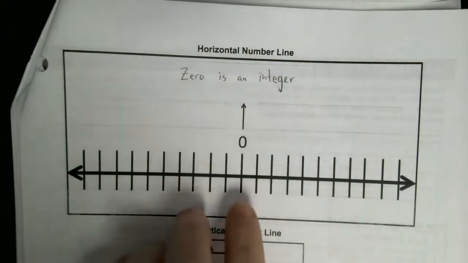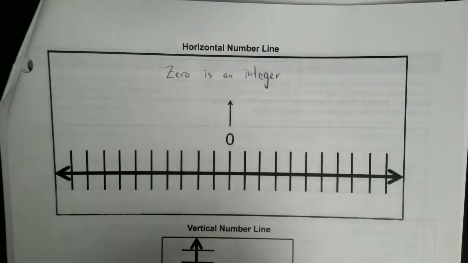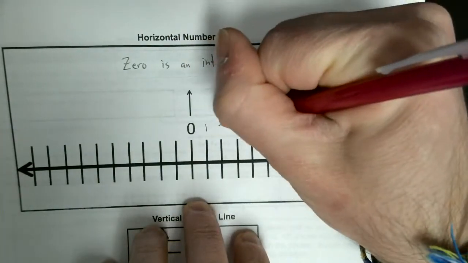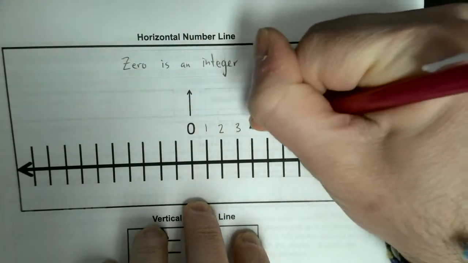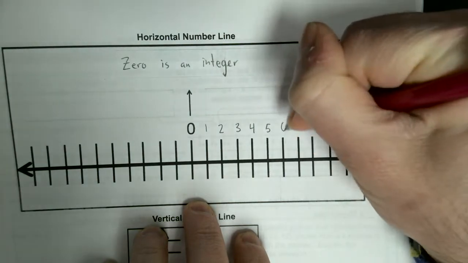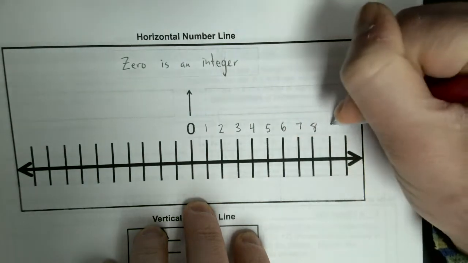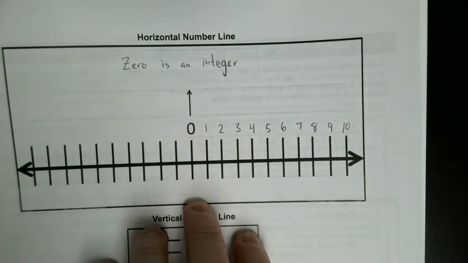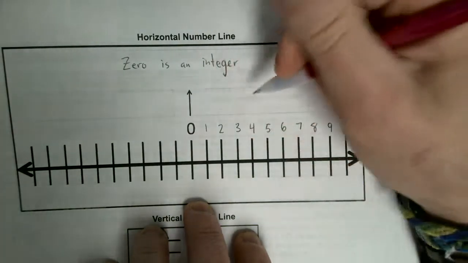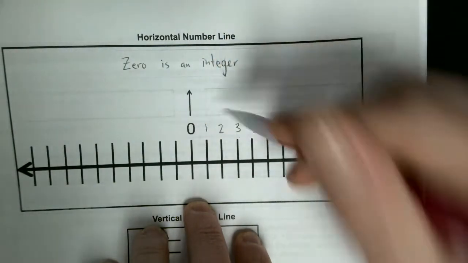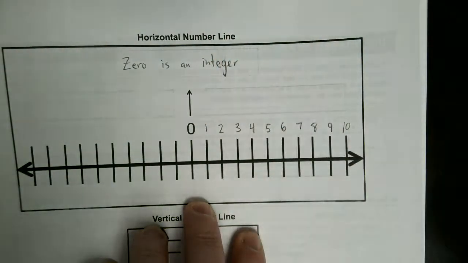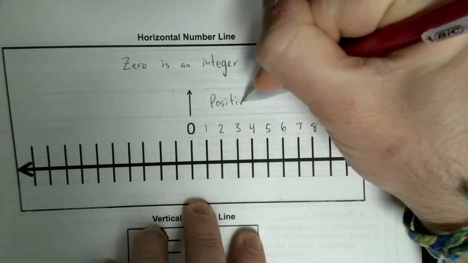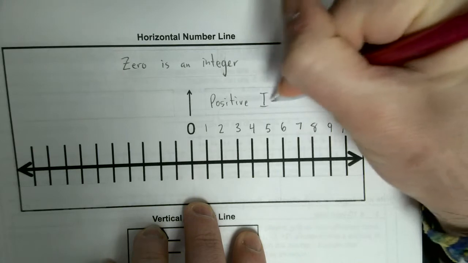We're going to label this number line next with the positive integers. So after 0 would come the positive integers: 1, 2, 3, 4, 5, 6, 7, 8, 9, 10. Of course, this arrow means that this number line would continue in that direction forever. So these are all the positive integers going to the right, and they will continue like that forever. So these are the positive integers.